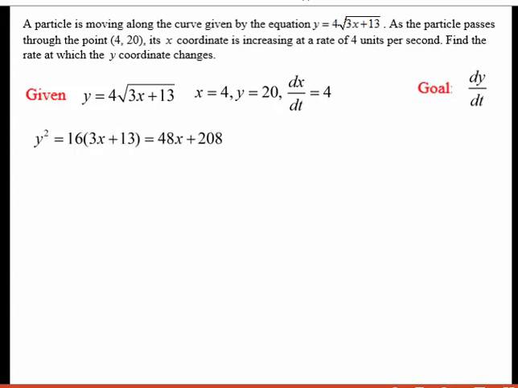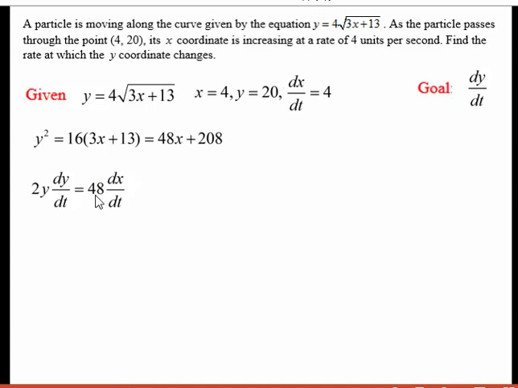For simplicity, we square both sides. So we get y squared equals 16 times (3x plus 13). Otherwise, we have to take the derivative of this complicated term. But if you do it like this and use implicit differentiation, it will be very easy to find dy/dt. So now we take the derivative with respect to t. y squared gives 2y dy/dt. Now we have 48x, so we get 48 dx/dt. The constant goes to 0. We are given x equals 4, y equals 20 in the problem.